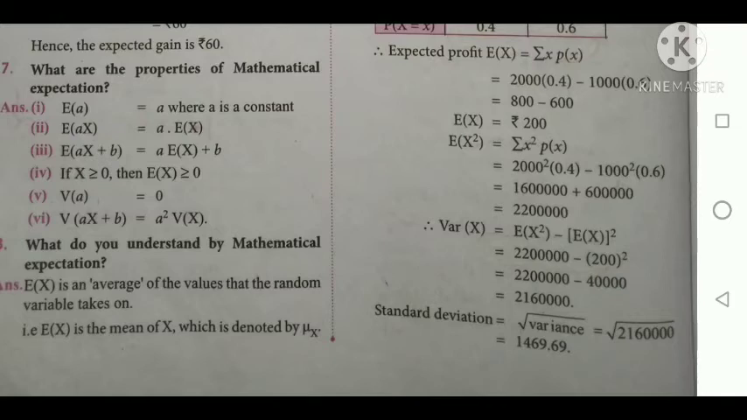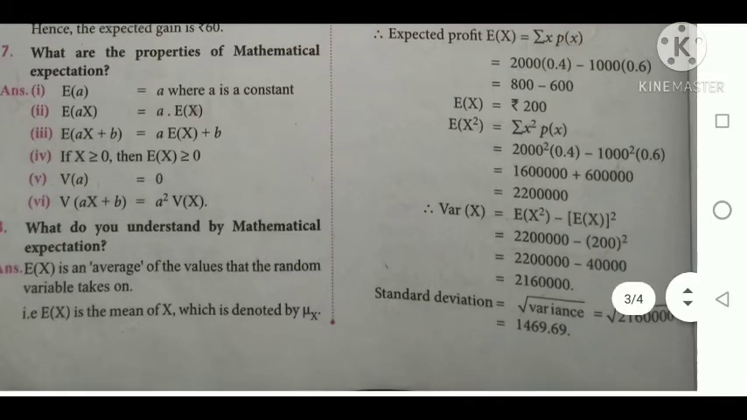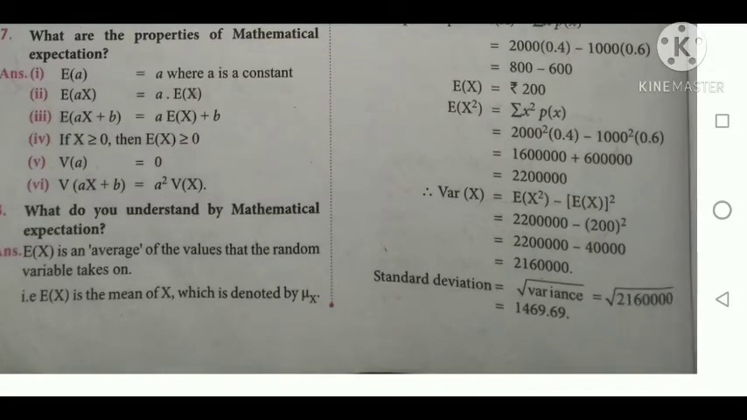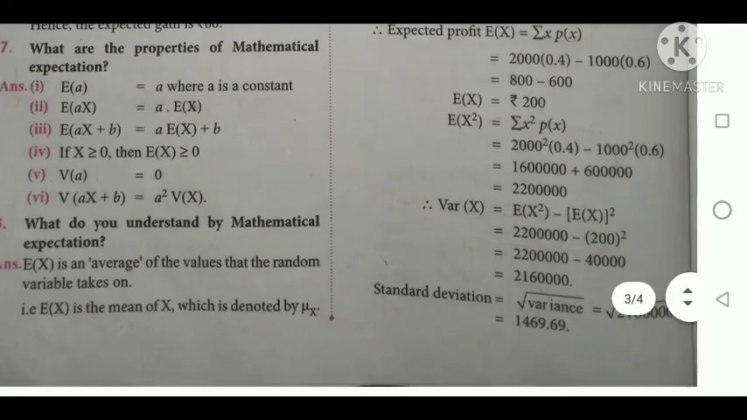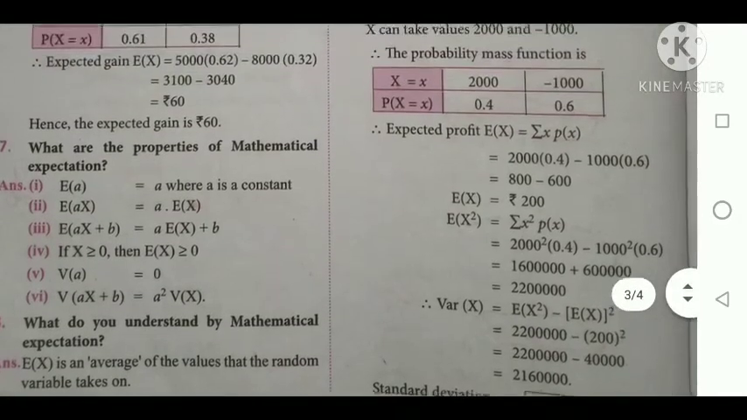And if x is greater than 0, then E of x is also greater than 0. V of a equals 0, and V of ax plus b equals a square into V of x. So these are the 6 properties regarding mathematical expectation. Then the next one: what do you understand by mathematical expectation? E of x is an average, the mean of the values that the random variable takes on. That is, E of x is nothing but the average, or we may say the mean of x, which is denoted by mu of x.